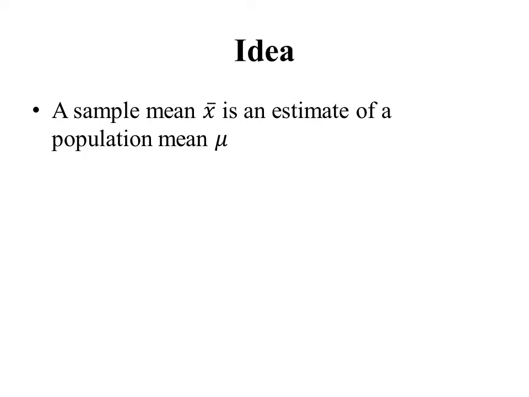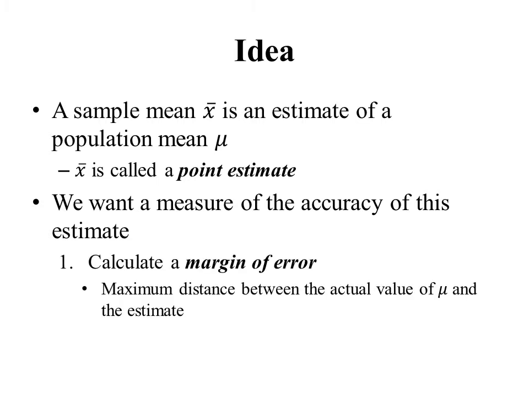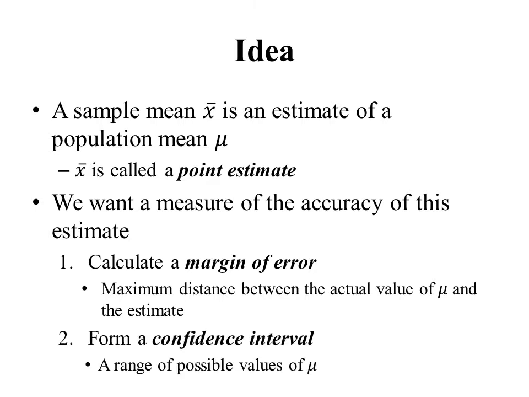And so as we illustrated in the past couple of sections, a sample mean x bar is an estimate of a population mean mu. Now that number x bar is a single number, and so we call x bar a point estimate of mu. But like in the previous section, whenever we estimate something, we want to measure the accuracy of the estimate. And so we're going to measure that with what we call a margin of error, which, like in the previous section, is the maximum distance between the actual value of mu and the estimate. And then using that margin of error, we're going to calculate a confidence interval, which is a range of possible values for mu, as opposed to just a one-number estimate.